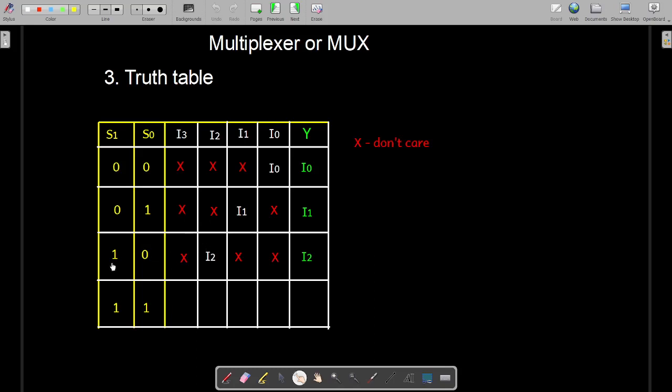When S1 is equal to 1 and S0 is equal to 0, this I2 input line will be connected to the output side and this output value may be either 0 or 1 depending on the input available at this input line. Similarly, when S1 is equal to 1 and S0 is equal to 1, this I3 line will be connected to the output side.